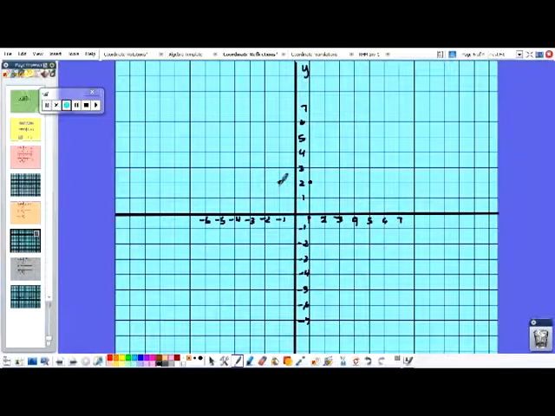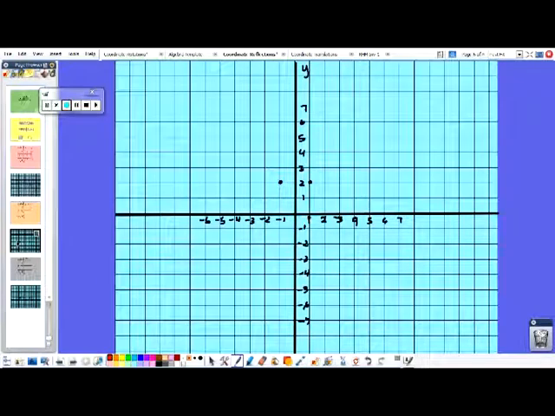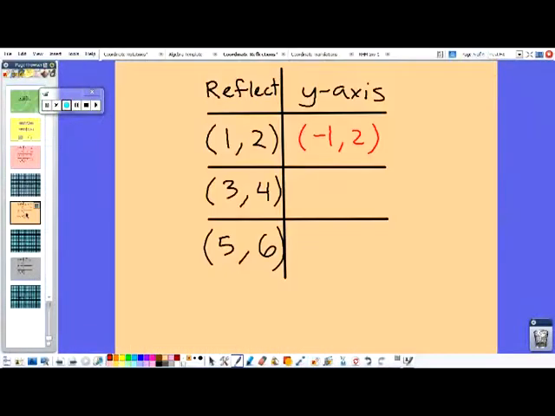In which case, if we were to fill in the table, if I reflect across the y-axis, the reflection should be at negative 1 comma 2. If I reflect 3 comma 4 to the other side of the y-axis, it would be right here. In which case, you should have got negative 3 comma 4.